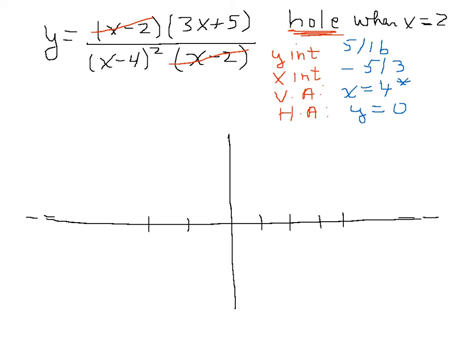Okay, so here we go. We have a y-intercept at 5/16, somewhere up here. Don't have to be too fussy. The really important thing is whether the y-intercept is positive or negative. We have an x-intercept at minus 5/3. That's between minus 1 and minus 2. We have a vertical asymptote at x equals 4, and remember that's a special one, so it either goes up on both sides or down on both sides. And the horizontal asymptote is y equals 0. Oh, and there's a hole at 2, so we've got to remember that.